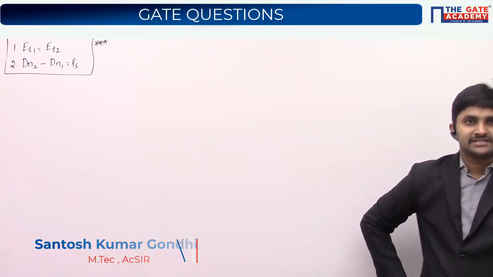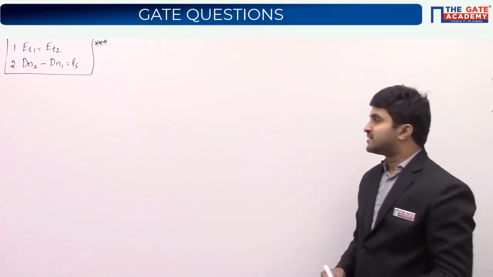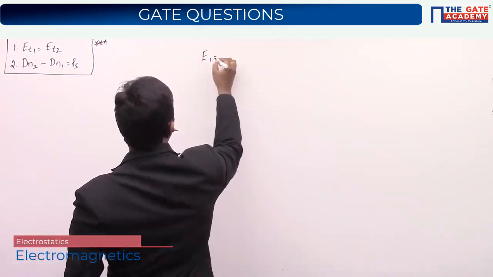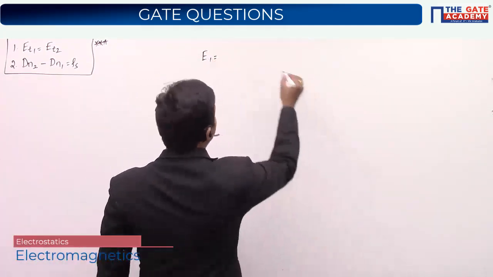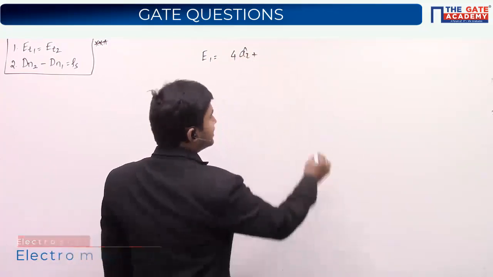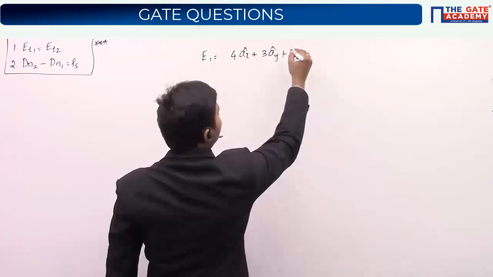So very good. So the answer is option C. Yes, very good. So it's a very simple problem, isn't it? The electric field has been given in the first medium. E1 is equal to 4ax plus 3ay plus 5az.